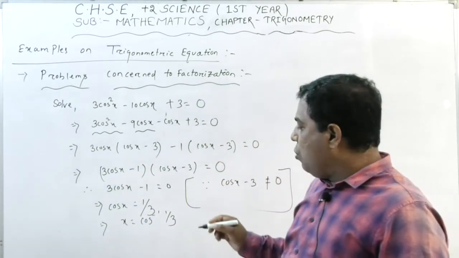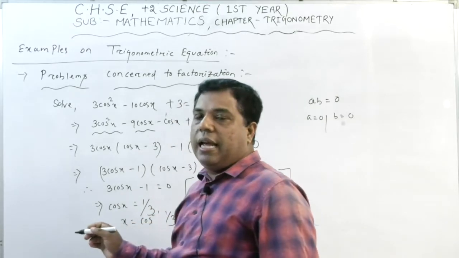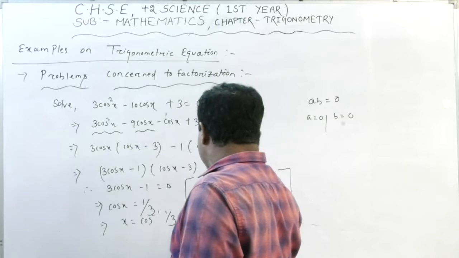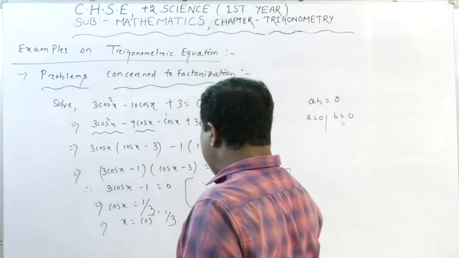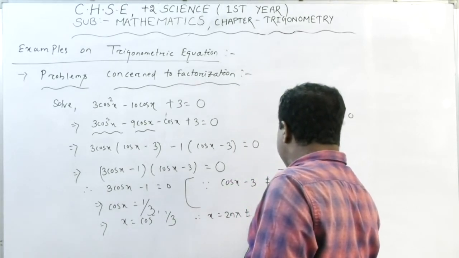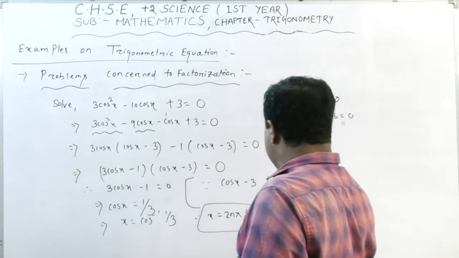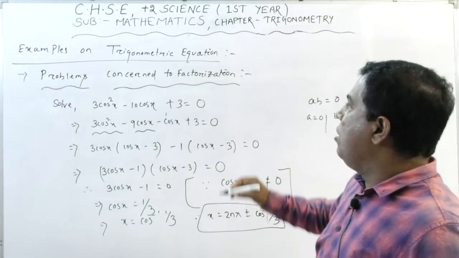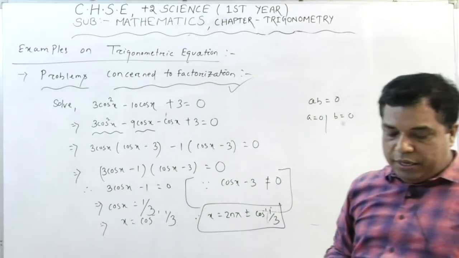Okay, so if this one is the value, generalizing, therefore x equal to 2n pi plus or minus alpha. So we can say it is cos inverse 1 by 3. Okay, in this way we can find the general solution of the problems related to factorization. Okay, dear students.